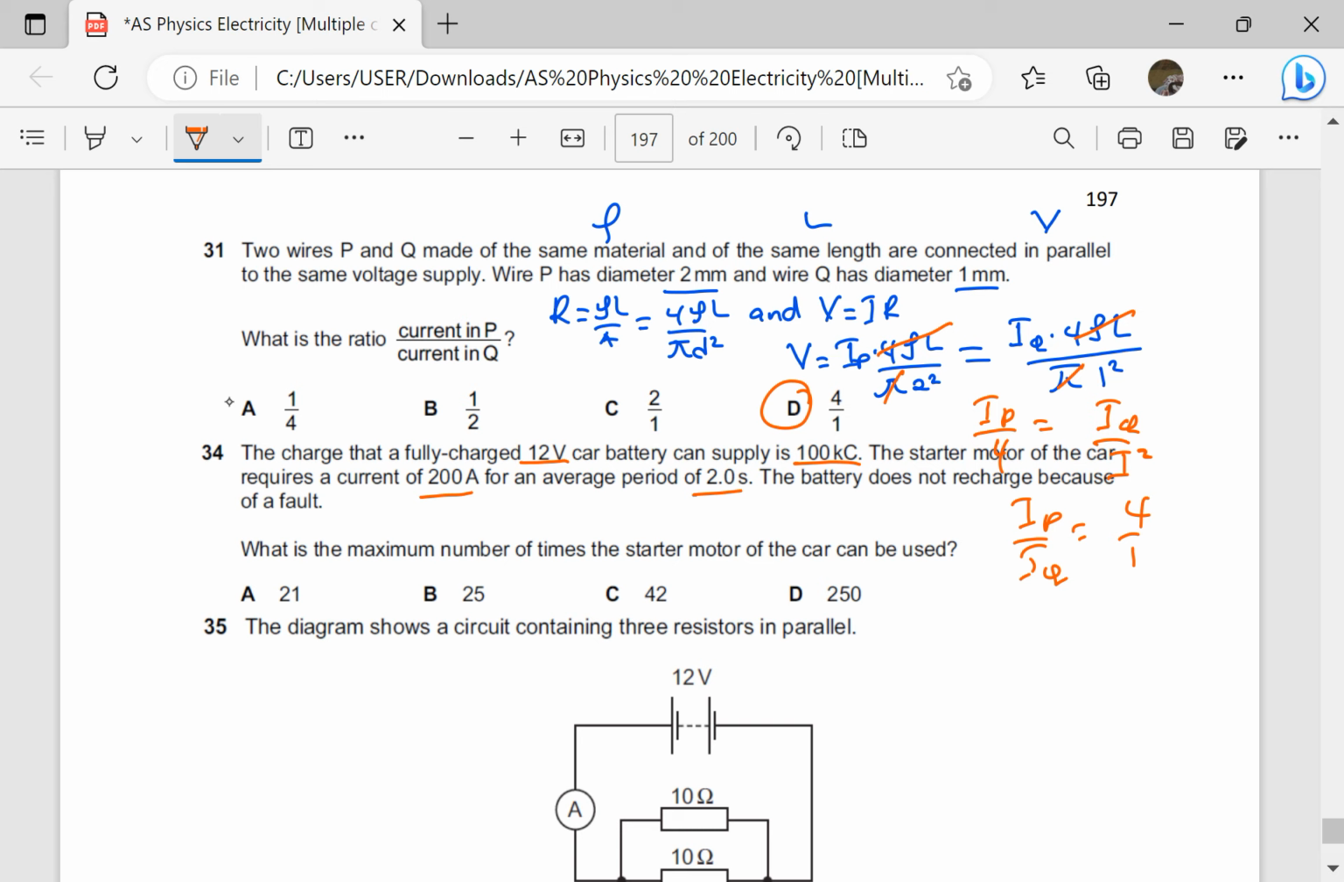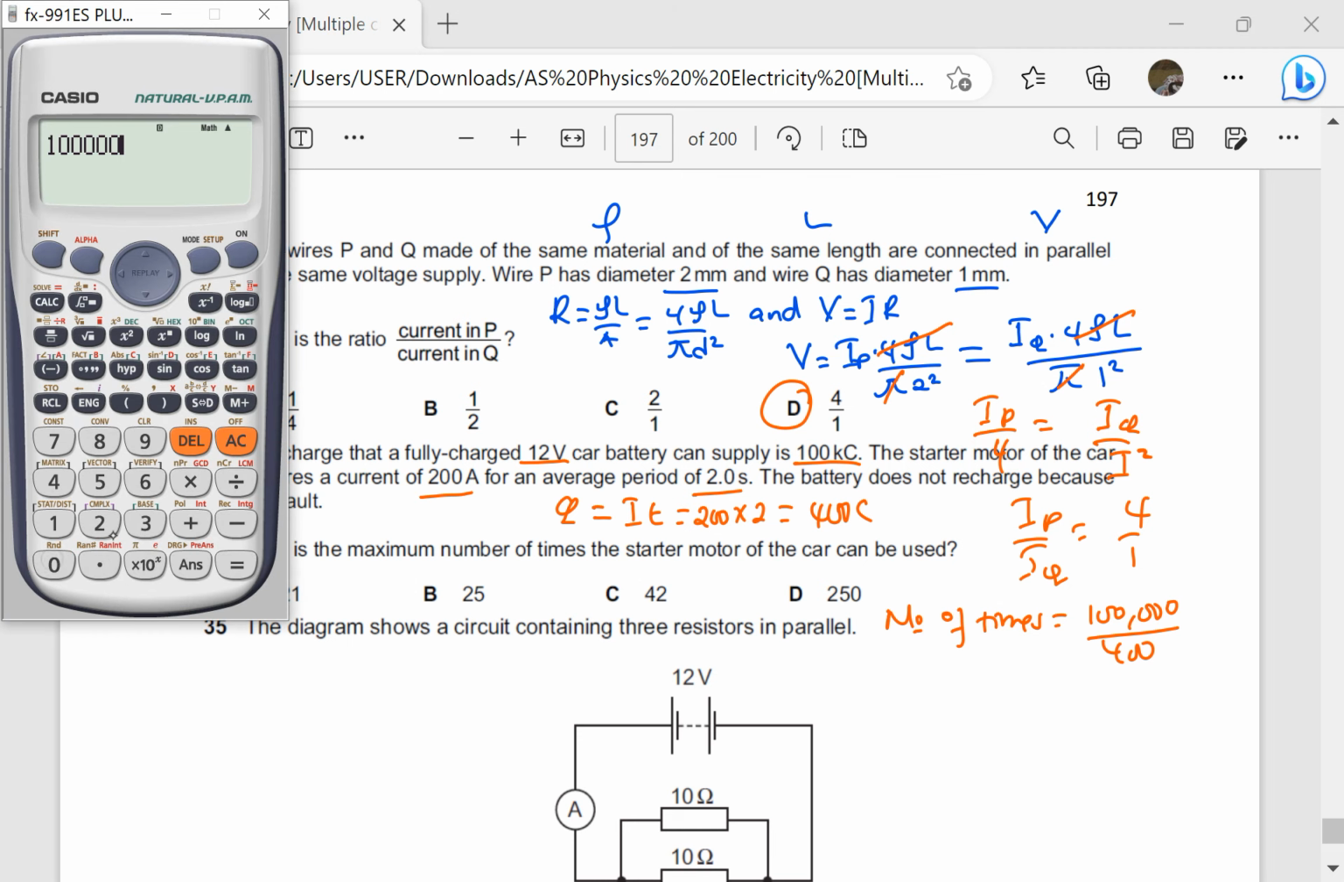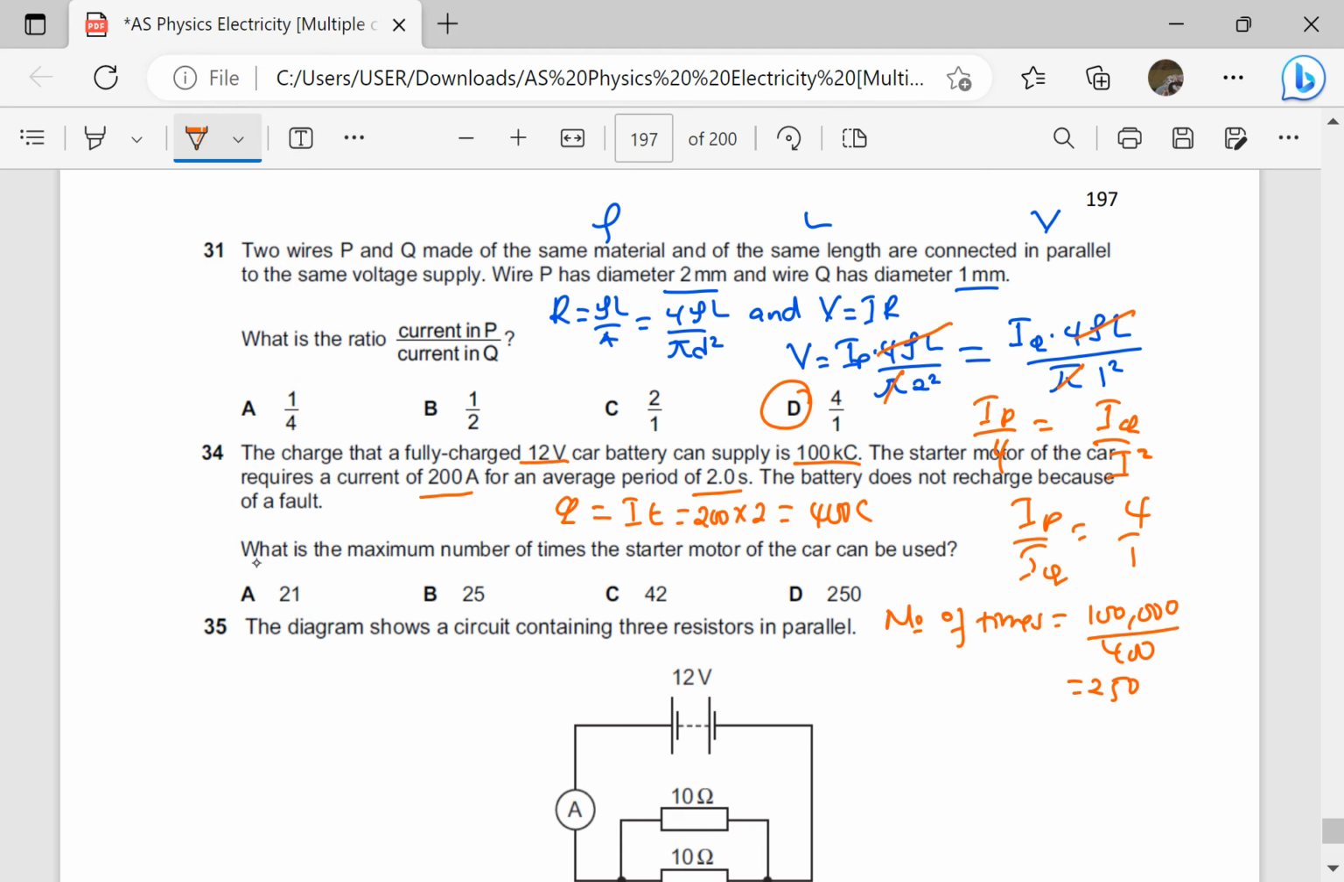Okay, let's first find the charge for one time. If it is used one time, charge is going to be current times time, which is 200 times 2, giving us 400 coulombs. But the battery can supply 100,000 coulombs. So the number of times is going to be 100 kilocoulombs divided by 400, which is 100,000 divided by 400, which is 250. So the starter motor can be used 250 times before the battery runs out.